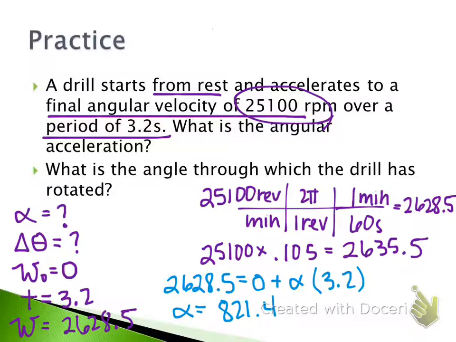Okay, then if we want to find what angle the drill's rotated through, that means we're solving for what variable? Right, we're solving for theta. Okay, any kinematics equation would work here. However, it's not at constant velocity, so we could not do this equation. Right, that won't work because it's not at constant velocity. It's speeding up throughout this process, so you have to use one of your actual kinematics equations.